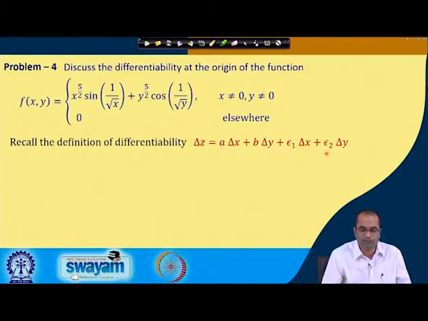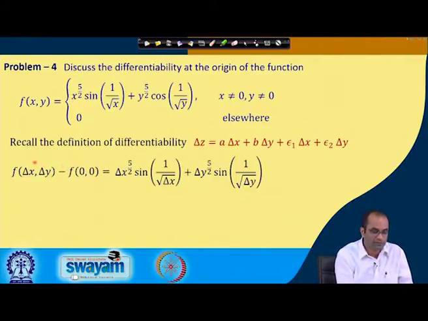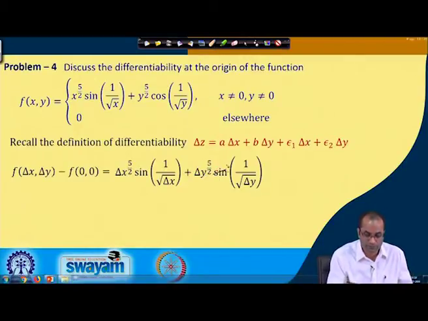We can easily express this function into this form, because if you observe, this delta z is f of delta x, delta y minus this f at 0 0 point. This is equal to just the x and y replaced by delta x, delta y, and this is 0. So, we have here delta x power 5 by 2, then the sine term 1 over square root delta x, plus here we have delta y power 5 by 2, and then we have one sine, and here we have the cos term, cos of 1 over square root y.